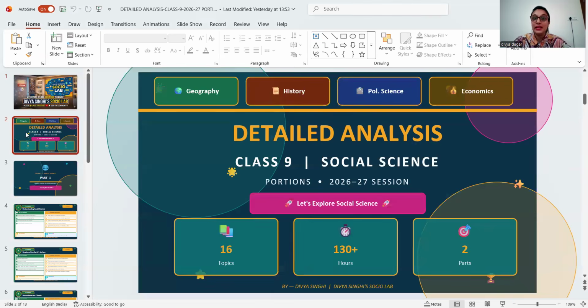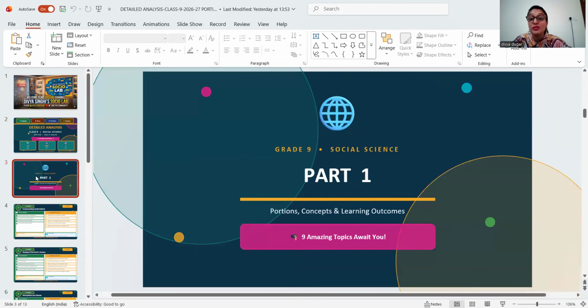So students, I had already told you in the previous class that part 1 and part 2 together comprise 16 topics, and it will take 130 plus hours to complete these 16 topics. Children, these topics, hours and parts are all given by CBSE, so that is what we are following here, right? Now, in the next slide, I'm taking you to the detailed analysis of part 1, which is your book 1 concepts.